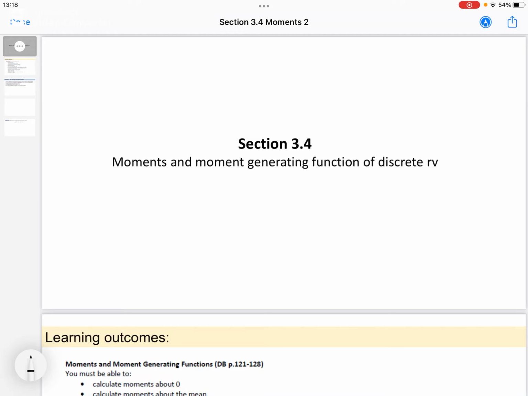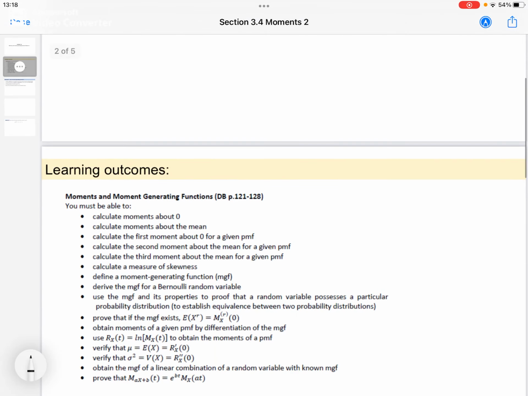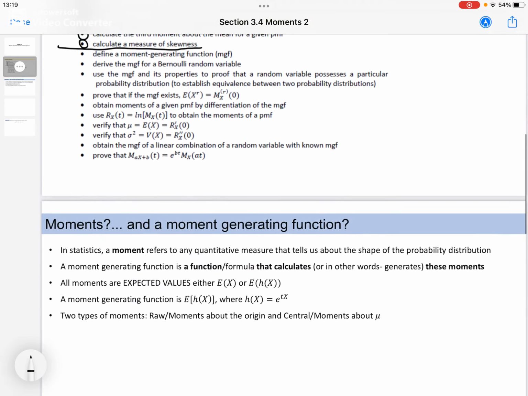In this video, we will be looking at section 3.4, which is based on moments and moment generating function of a discrete random variable. By the end of this video, you should be able to define, derive, and calculate moments about zero, moments about the mean, first moment about zero for a given PMF, and calculate the second moment about the mean for a given PMF, as well as calculate the third moment about the mean for a given PMF and calculate a measure of skewness.